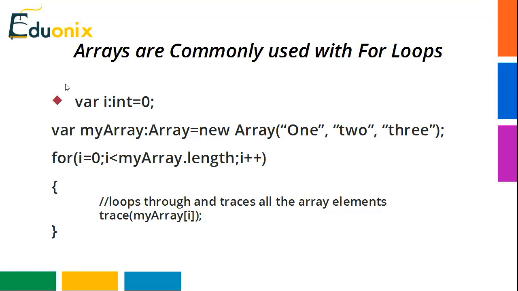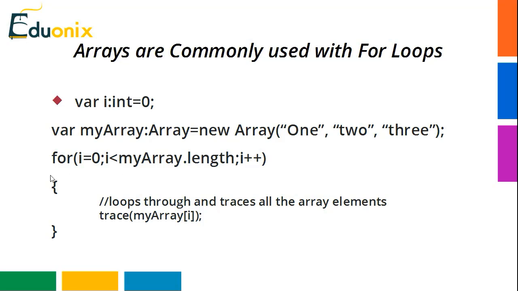So I've created an integer variable here, and I've set that to 0. I've also created an array, var myArray:Array = new Array, and in this case I'm storing 3 elements inside this array, 3 strings in this case, and I'm putting them inside the parentheses, and they will take positions 0, 1 and 2, the first, second and third elements of that array.